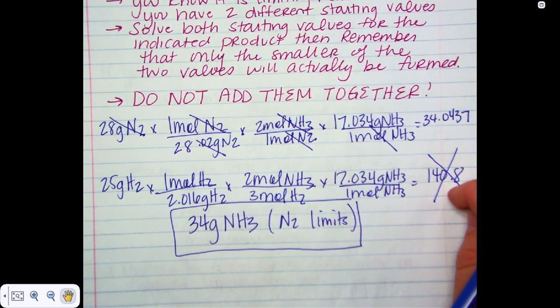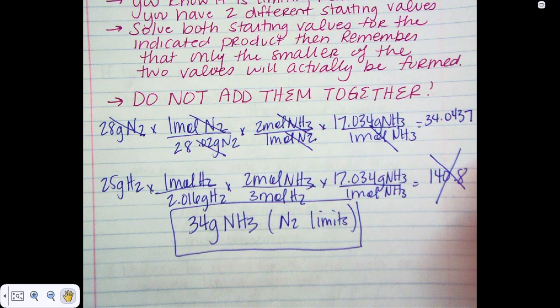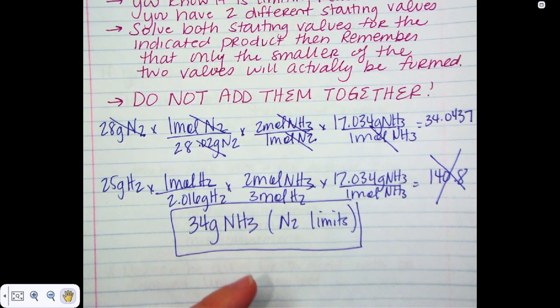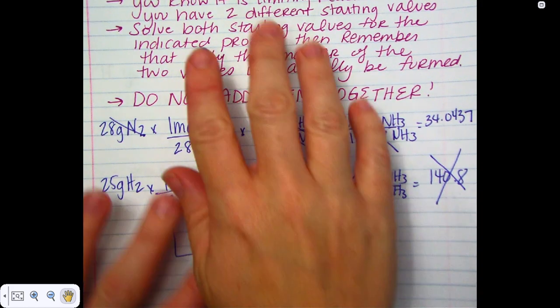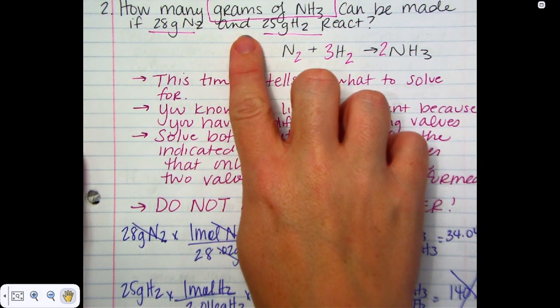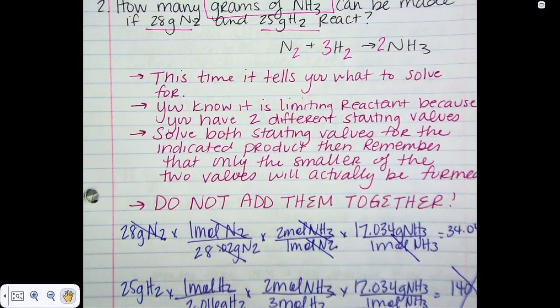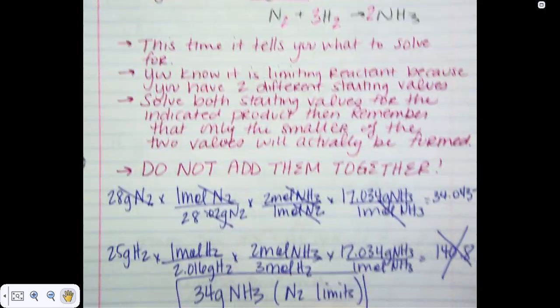All right, so all of your limiting reactants problems are going to be one of those two ways. Either what is the limiting reactant? So do two problems, pick the smaller number, and what gave you the smaller number is your answer. Or specifically solve for something, and then whichever one is the smaller number generated is your answer. Those are the only two types you can see.